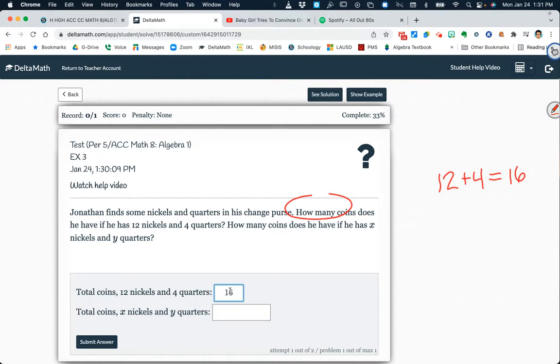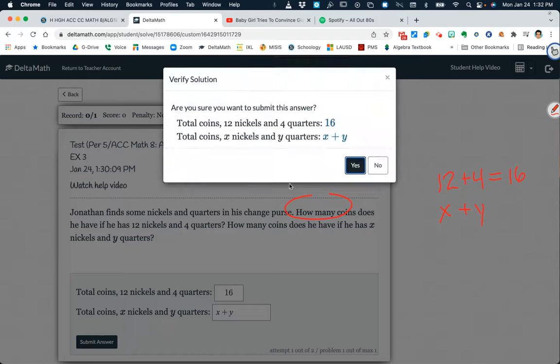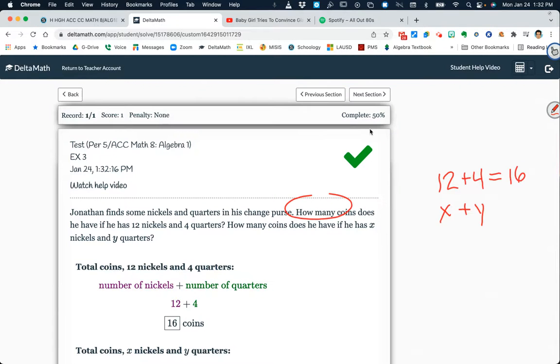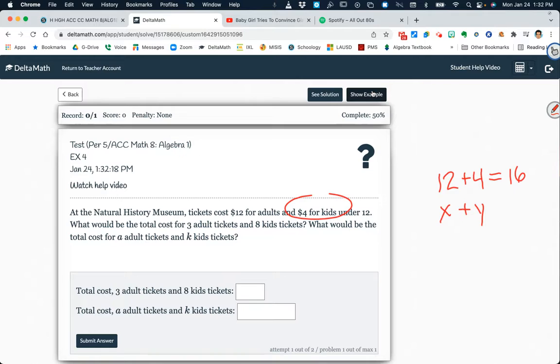Now, how many is actually easier to calculate all the time. Okay. How are we going to figure it out if we're talking about X dimes and Y quarters? X plus Y. Replace 12 and 4 with X and Y. Okay. So let's give it a whirl.